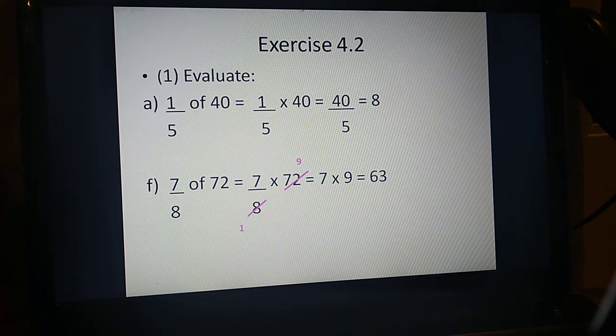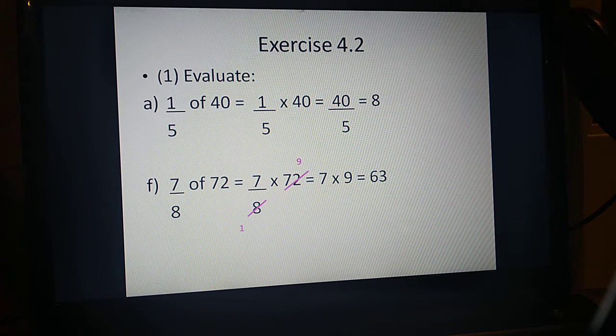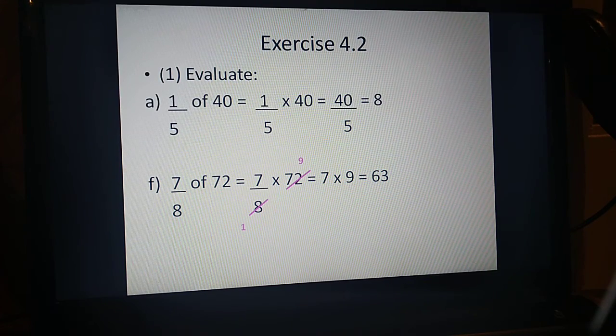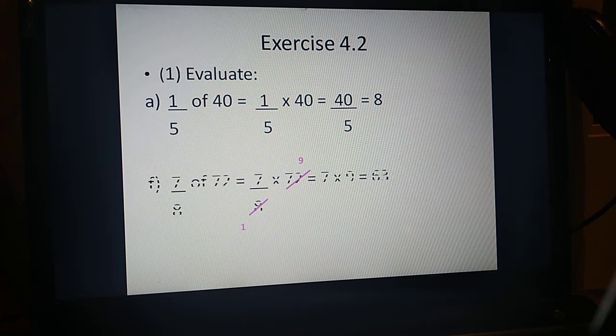72 divided by 8 is 9, as you can see also in pink. Now 7 times 9 is 63, so the answer is 63. Let's move on to the next question in the same exercise.